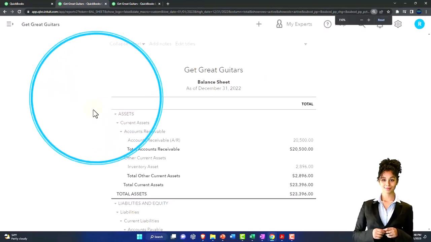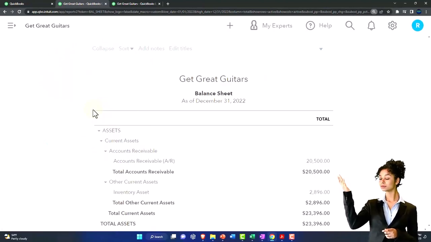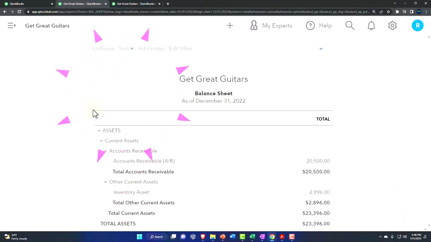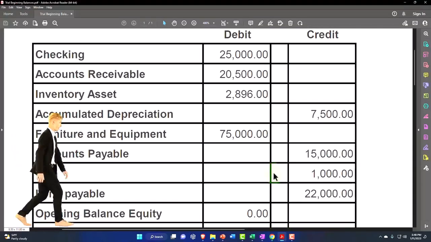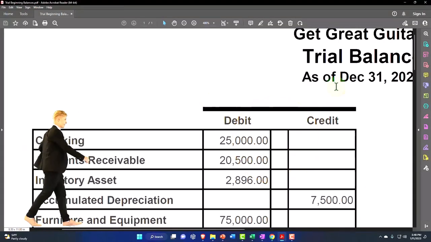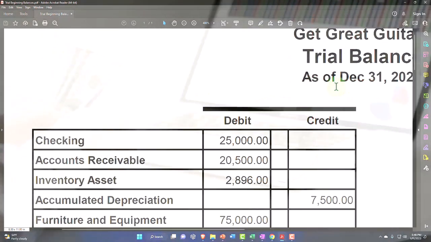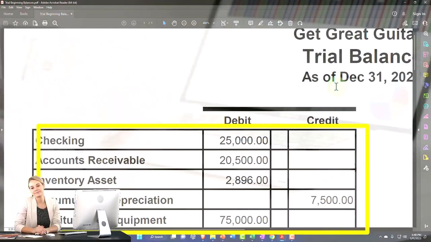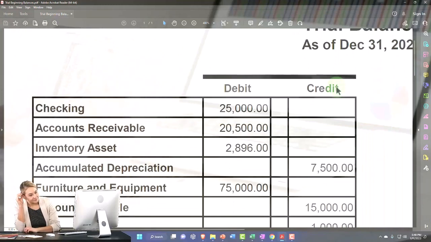Now, we've been putting in our beginning balances, imagining we have another accounting system or had one prior to using QuickBooks. We're entering the beginning balances into the system. These are our beginning balances. We're going to enter them as of the last day of the prior period in the prior accounting system, December 31st, 2022. We're then going to start the new data in our system as of January 1st, 2023, moving forward.